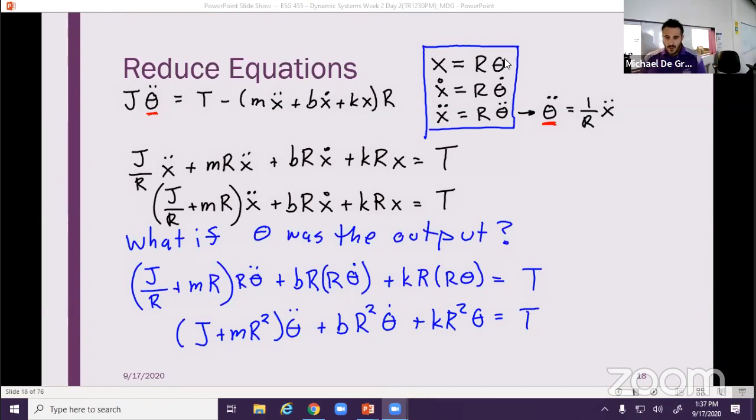Okay. Notice here what I have, right? Let me use a different color to highlight that. I've got this term in front of my theta double dot. This is J effective, right? That is my total inertia for the system. It's Jeff. Jeff's here. Everybody likes Jeff.